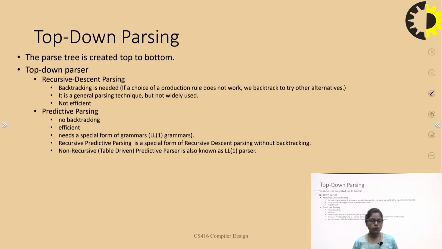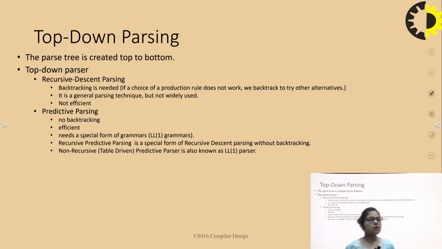We have different types of LR parsers. First, LR 0 items need to be created. Second, LR 1 items need to be created. After that, we calculate CLR and LALR. This is the scenario of bottom-up parsing. But today I will explain top-down parsing.